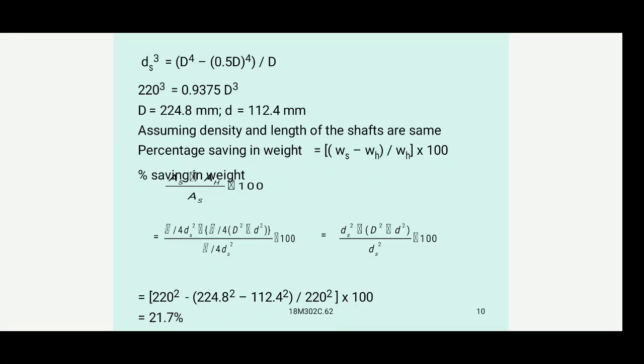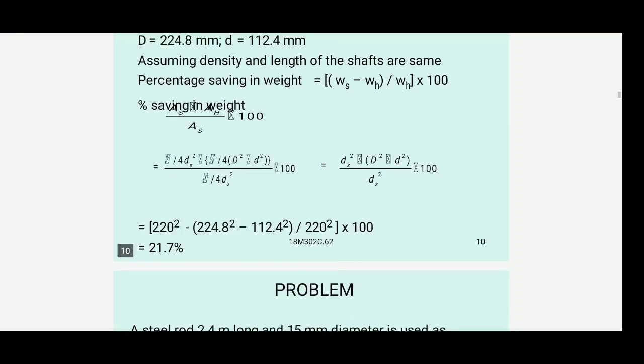Capital D is equal to. Assuming density and length of the shaft are same, percentage saving in weight is equal to Ws minus Wh by Ws into 100. Percentage of saving in weight is As minus Ah by As into 100. So that is equal to percentage of saving is equal to 21.7%.